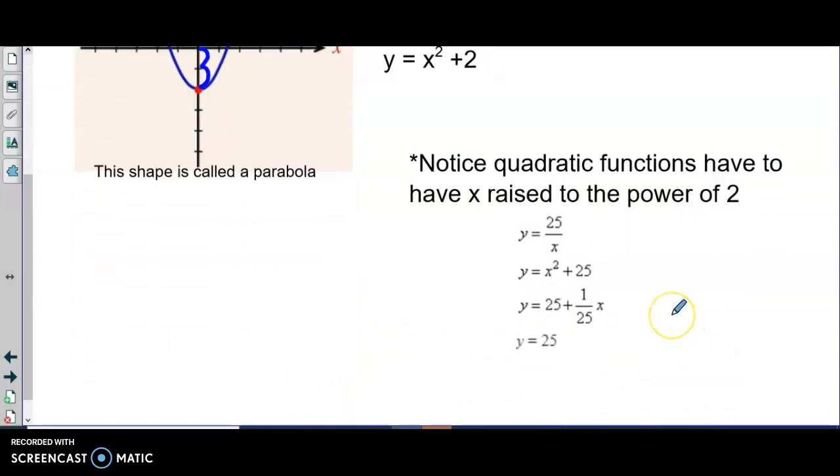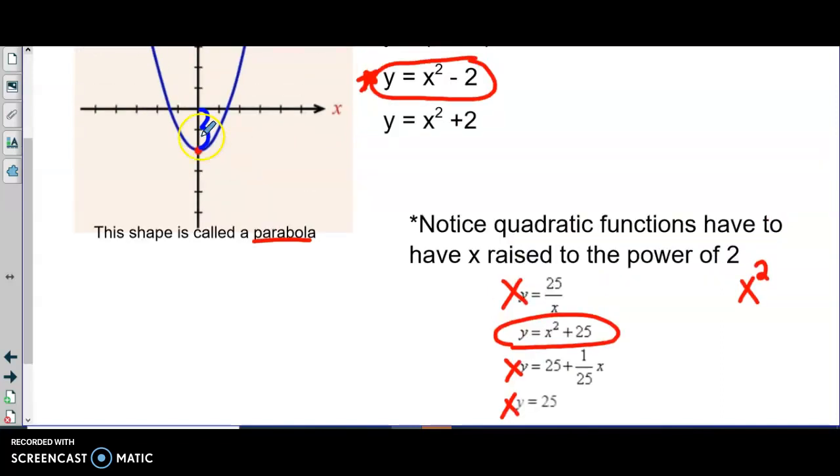And if we look at this, if we wanted to pick out which one of these was a quadratic function, we're looking for when we have x squared. So here we have 25 over x. That's not quadratic. This one has x squared. This one doesn't have x squared. That's not quadratic, and that's not quadratic. So for it to be a quadratic function, it has to have x to the second power, and the shape is called a parabola.